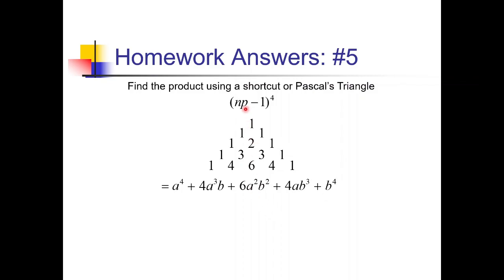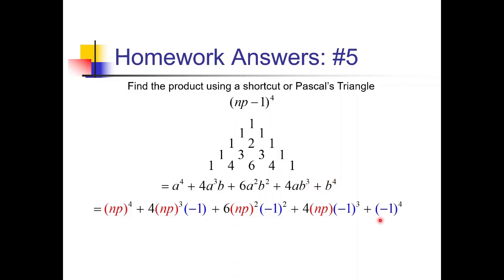In this problem, this np term is actually my a value, so that's going to be interesting. And then negative 1 is my b value. So we've got np raised to the fourth. Next we have 4 times np cubed times negative 1. Then we have 6 times np squared times negative 1 squared. Then we have 4 times np to the first and then negative 1 cubed. And finally this is going to be negative 1 to the fourth power.